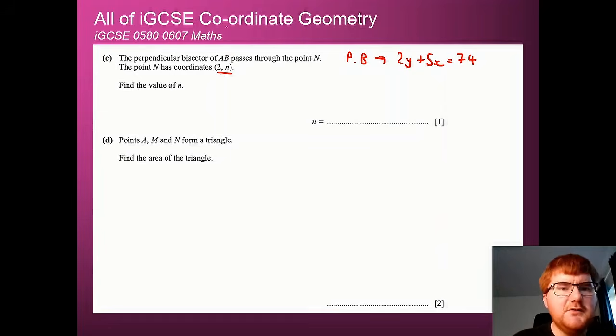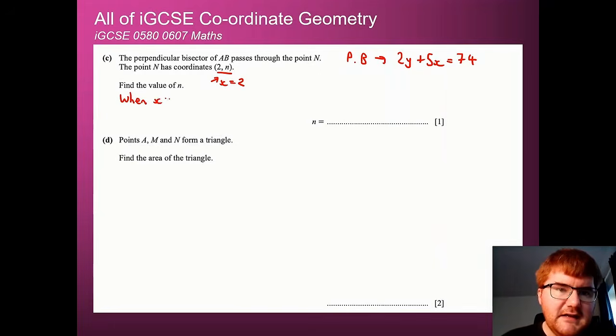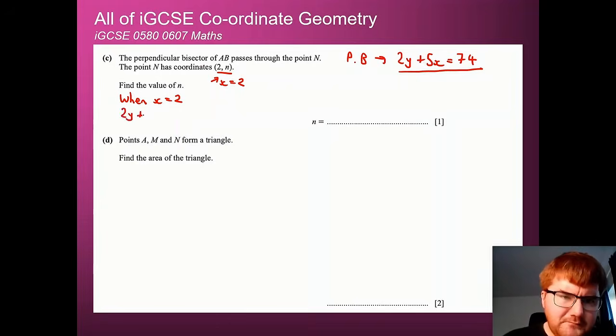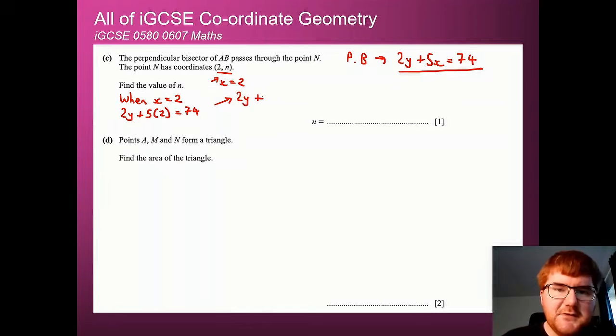So we're given the x coordinate here. So we're told the x coordinate, and it wants us to work out the y coordinate. So when x is equal to 2, we're going to copy out what we've just done. Wherever we see an x, we're going to put a 2 and then solve. So we get 2y plus 5 lots of 2 equal to 74. And now we just need to work through the algebra. So we have 2y plus, well, 5 times 2 is 10, is equal to 74.